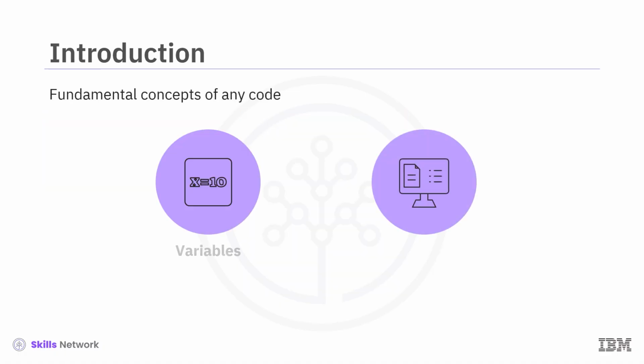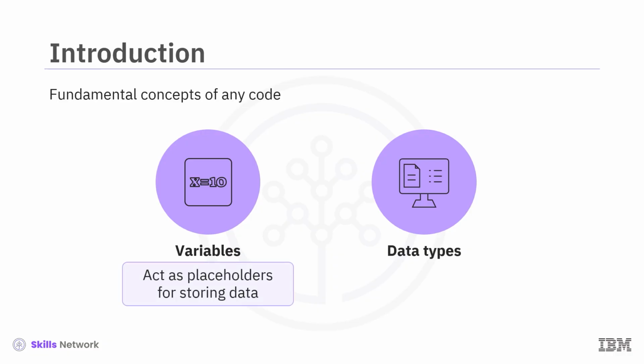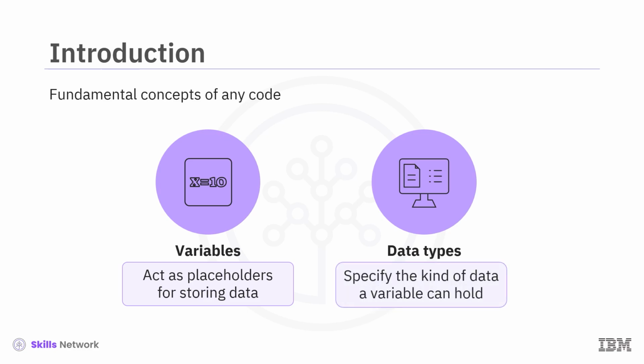In programming, variables and data types are fundamental concepts that form the backbone of any code. Variables act as placeholders for storing data, while data types specify the kind of data a variable can hold, such as numbers or text. Understanding these basic concepts is essential for writing efficient and effective Dart code, which will help Dart developers build robust and effective applications.